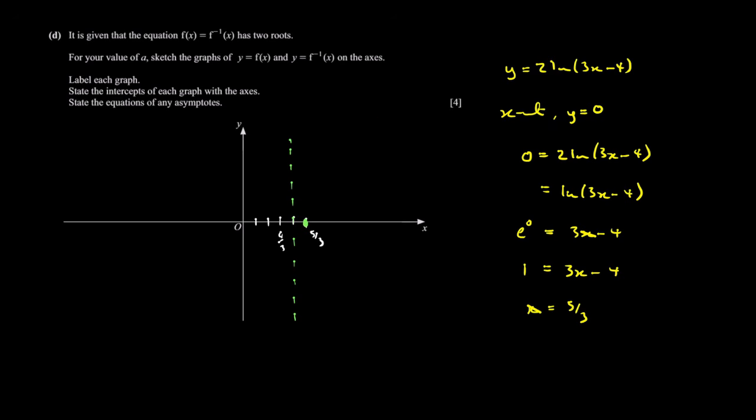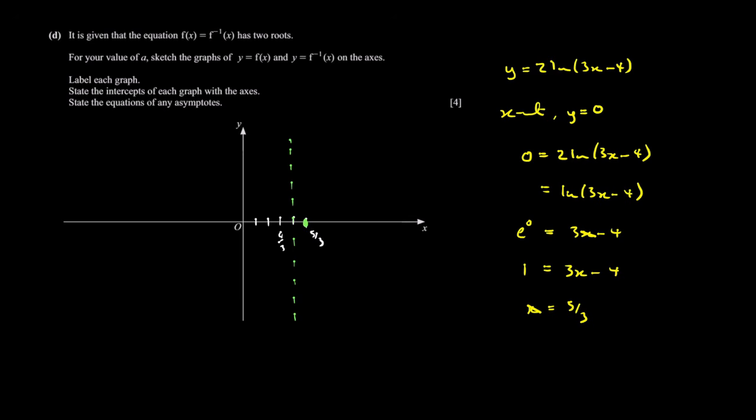Now, however, there's more to this. We've got to deal with this whole inverse function with f(x) equals f inverse(x) having two roots. What does this mean? It means that the original function is going to intersect the inverse function twice.